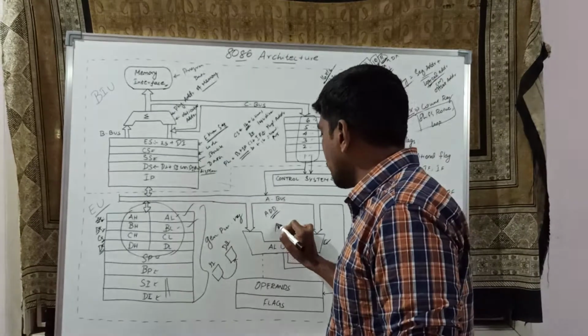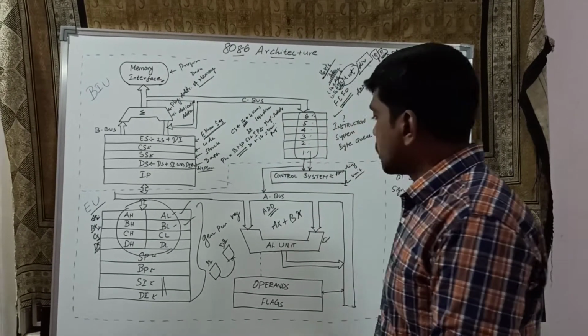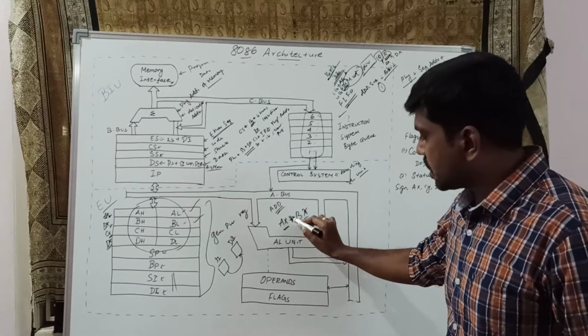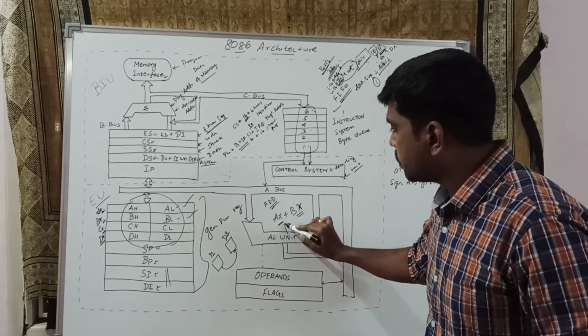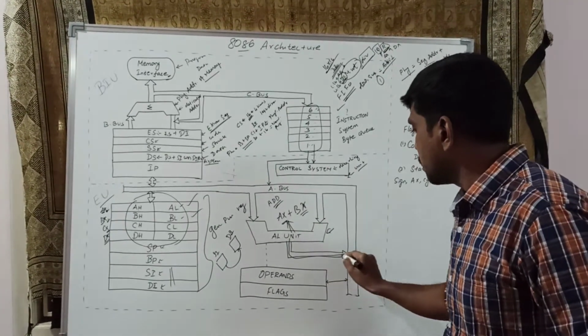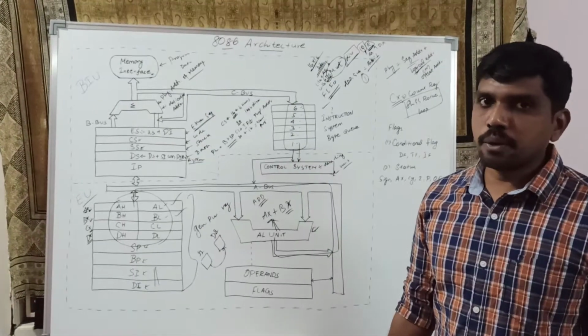Just adding the two contents. So AX plus BX, AX value plus BX value. After addition, whatever value is present in the ALU unit, that value is again passed to AX through the bus. So through the bus, it is passed to the accumulator.